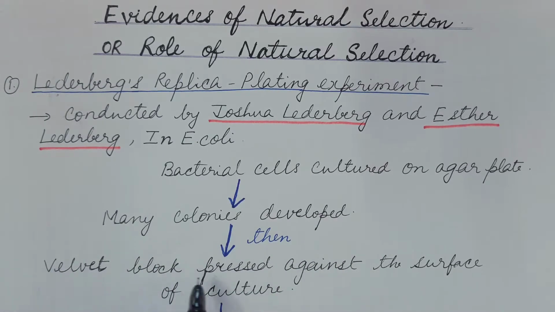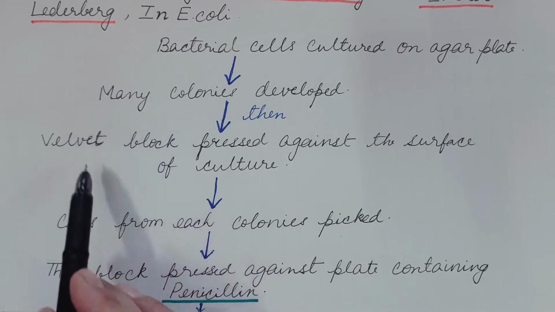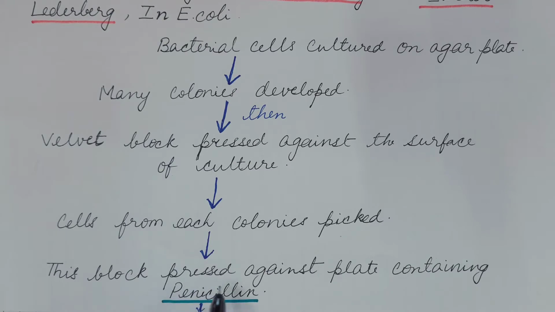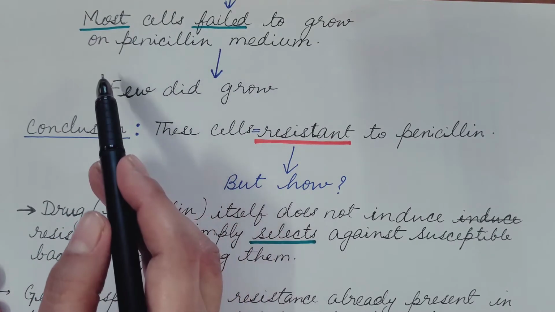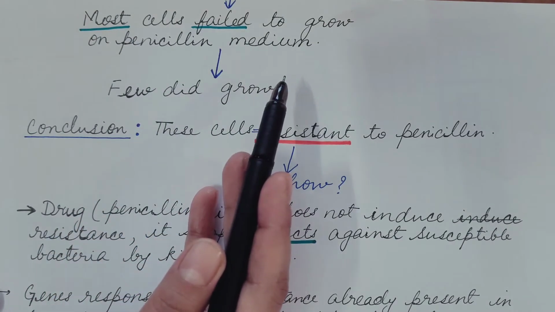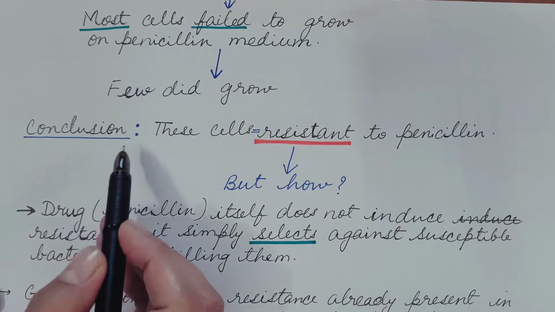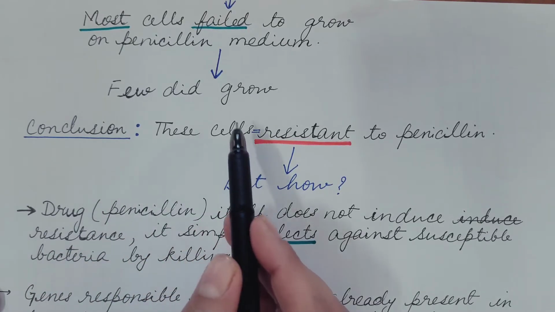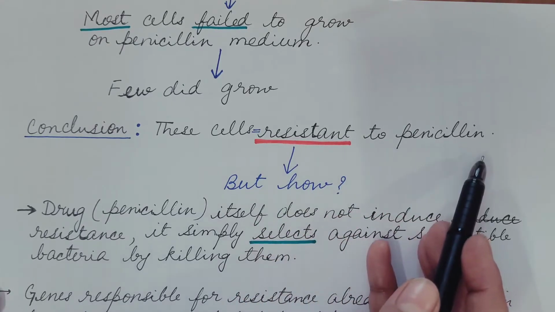Then a velvet block was pressed against the surface of the culture. Cells from each colony were picked up by the velvet block. This block was then pressed against a plate containing penicillin. Most cells failed to grow on the penicillin medium, but a few were able to grow. So it was concluded that these cells which are able to grow on penicillin medium are resistant to penicillin.